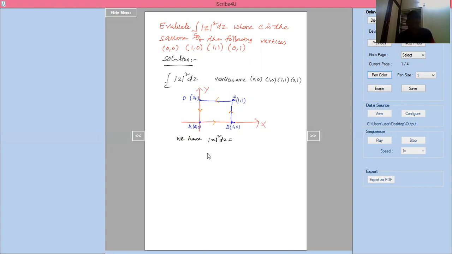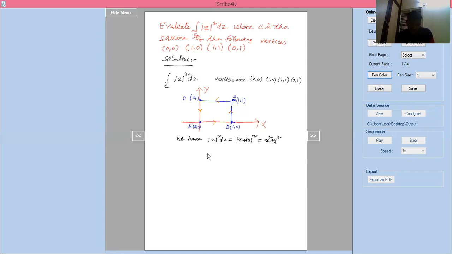Z is nothing but x plus iy. Modulus of z is modulus of x plus iy. What does modulus of x plus iy whole square mean? We know that z is x plus iy, so modulus of z square you will get as x square plus y square. This is modulus of z square.